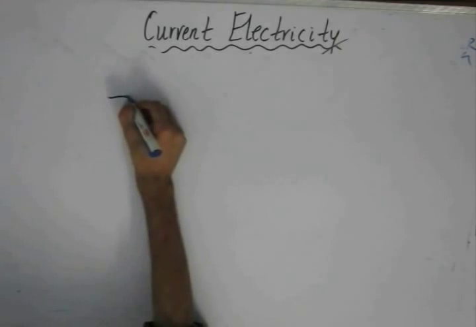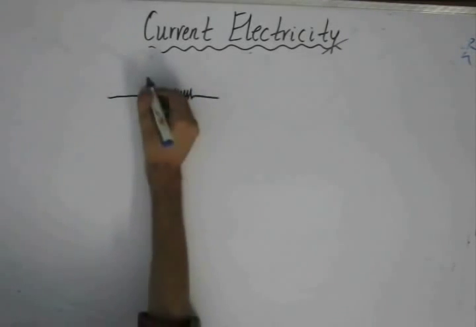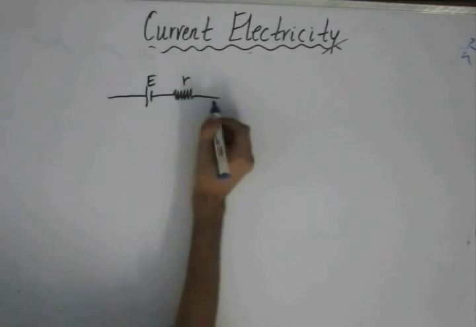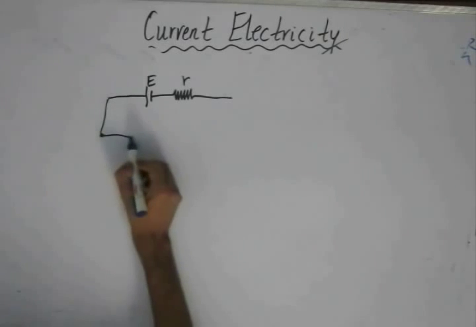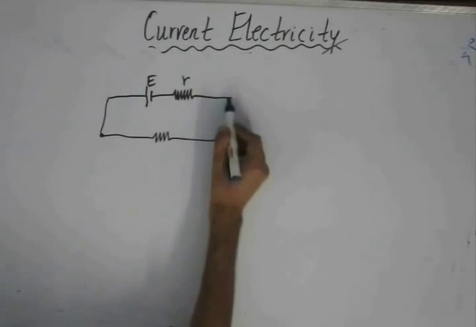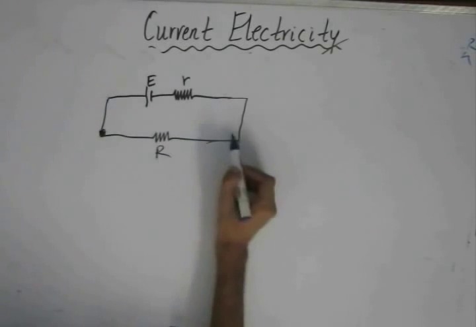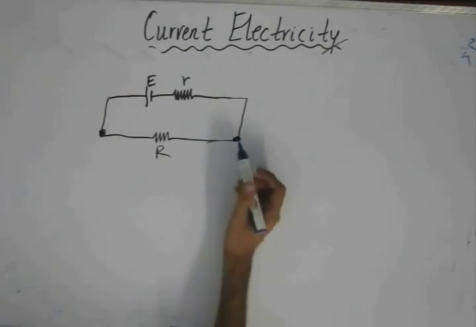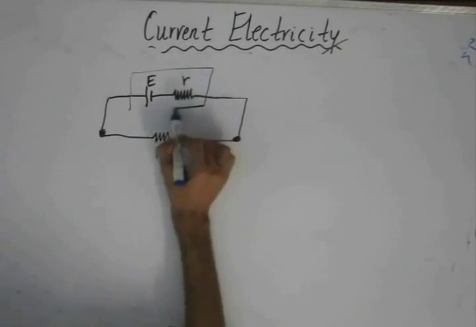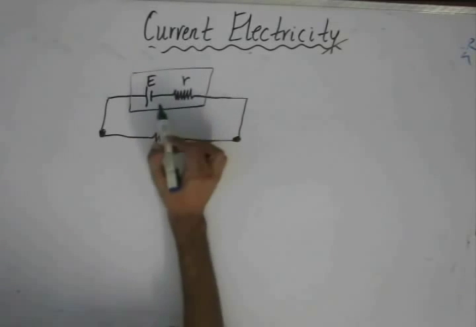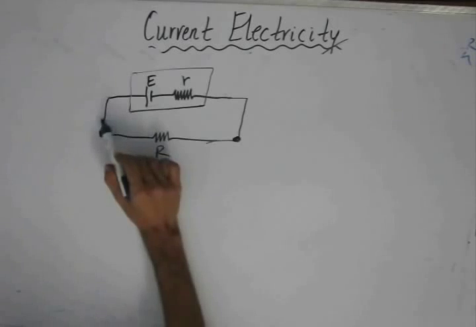Suppose we consider a circuit containing an EMF with some internal resistance, E and R. We want to measure the potential difference between these two points. Suppose it is connected to some conductor. This is the EMF of the cell, containing the EMF and the internal resistance. We need to measure the potential difference between these two points.